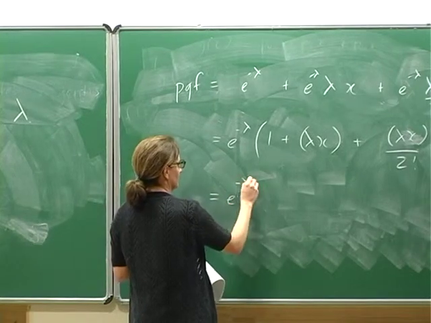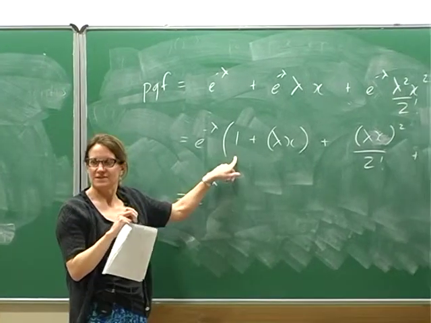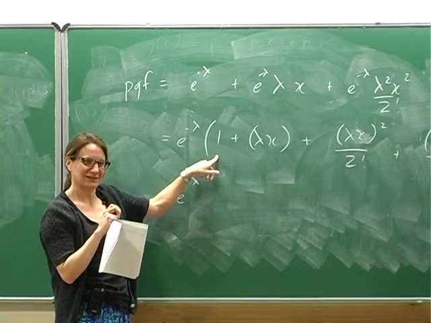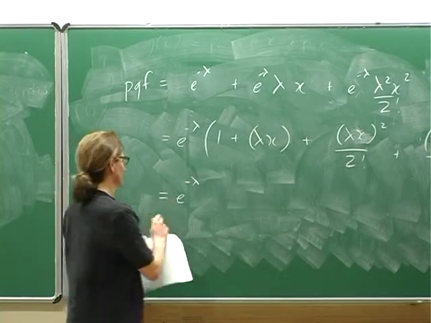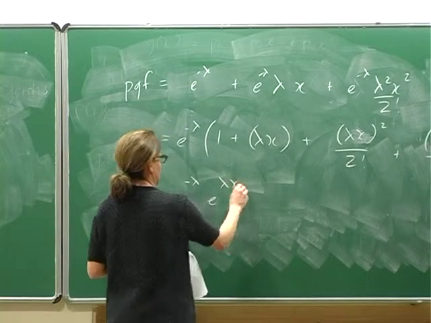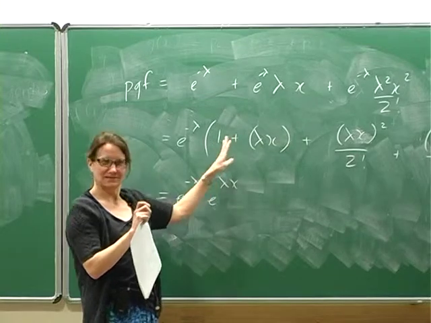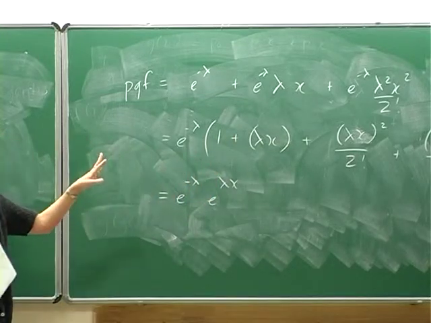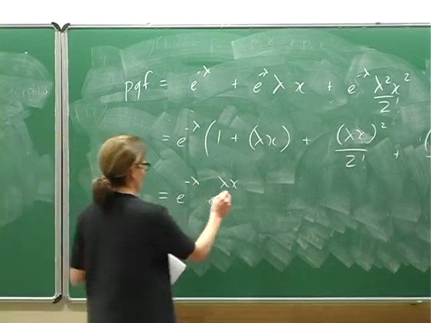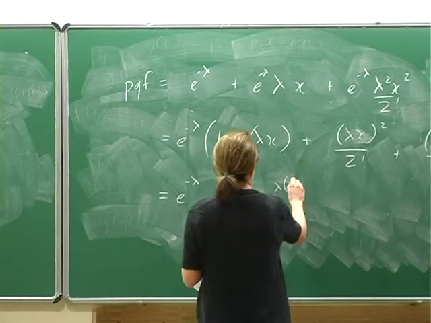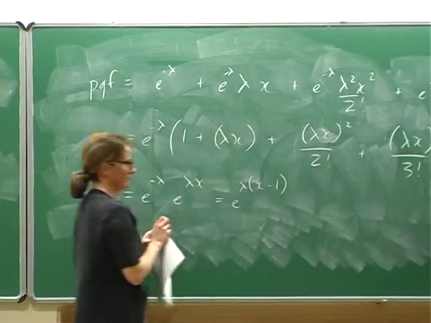Okay. Math geeks, what's this? E to the lambda x, yeah. This is, in fact, by definition, e to the lambda x. It's not an approximation there. E to the lambda x minus 1.